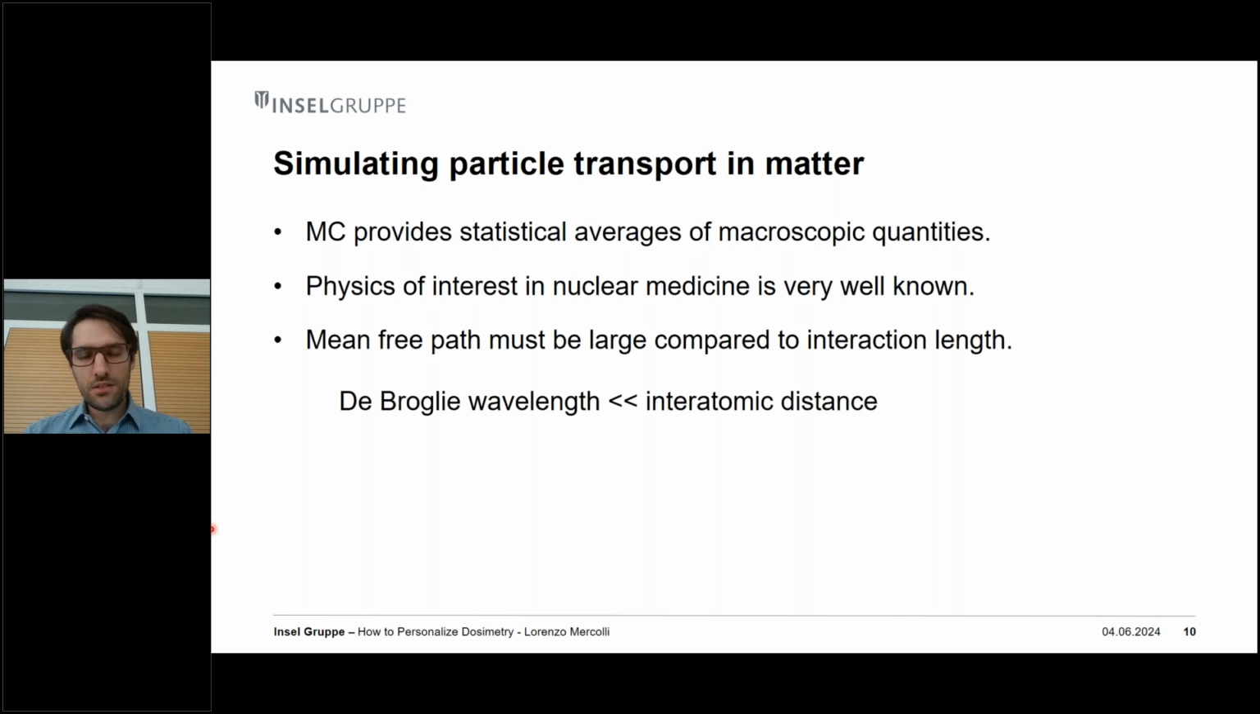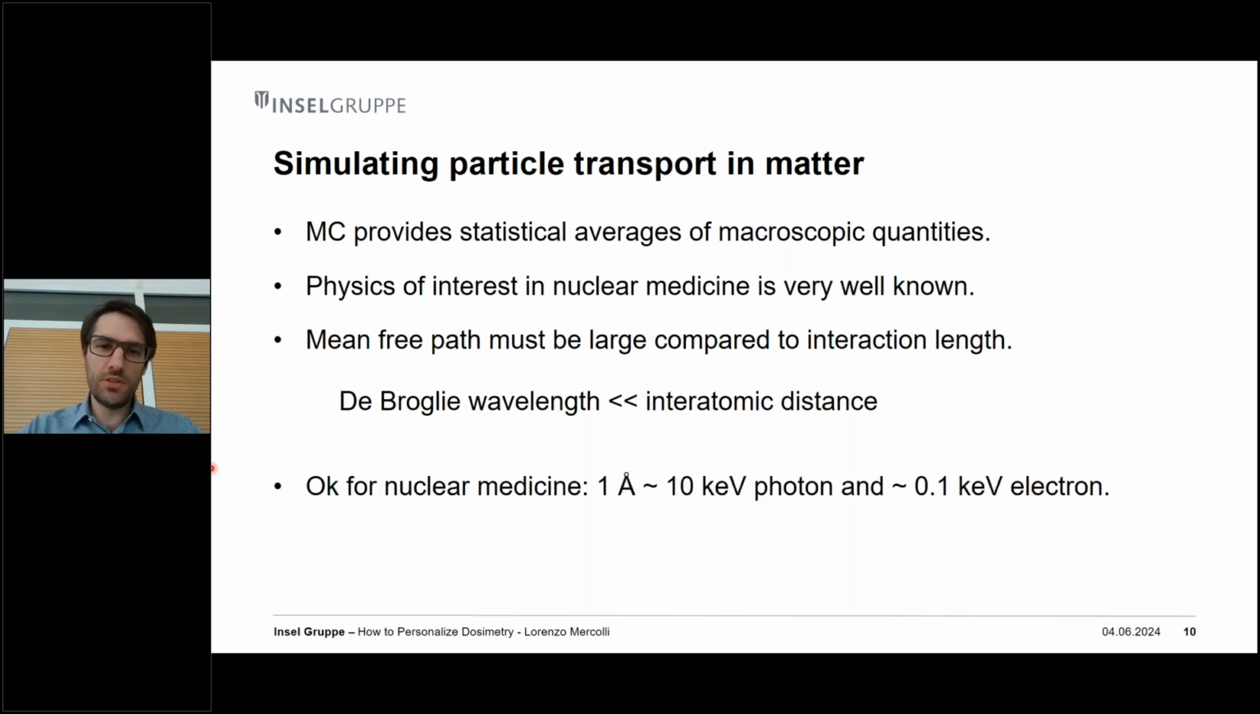And then there's another very important condition for Monte Carlo particle transport, that is the distance between 2 point interactions should be longer than the length scale of the interaction itself. And this we can sort of express in this way, is that the de Broglie wavelength of the particle should be smaller than the interatomic distance. So our targets are atoms or molecules, and the de Broglie wavelength sort of is the length scale of our point interactions. And again, for nuclear medicine, there's no problem here.